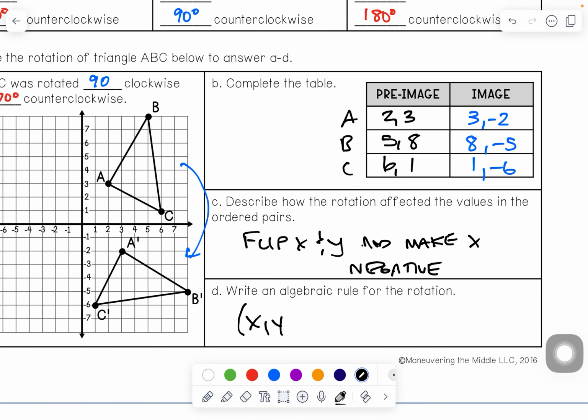All right, I want you to turn the page. I want you to try a couple of these on your own and see how you do, and then come back for some answers. Go ahead and push pause.